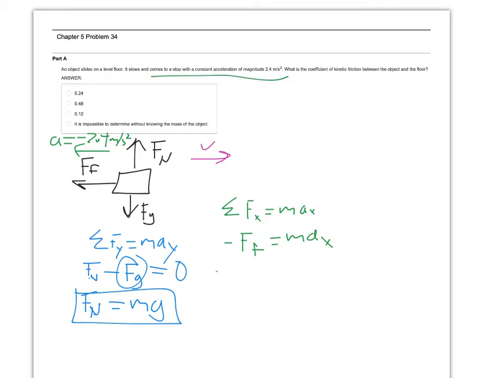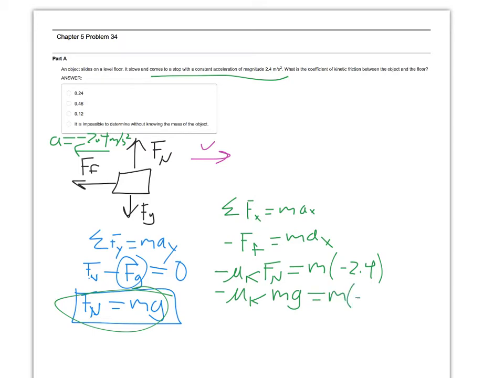So I can substitute in for ff, so I'm going to say negative mu k times my normal force equals m times negative 2.4. So negative mu k times mg, which was my normal force that I found over here, is equal to m times negative 2.4. My m's cancel out here, and I can go ahead and solve for mu. So when I solve for mu, dividing both sides by g, and we can actually make both of these positive, I get a mu value here of 0.244, which means my correct answer is just 0.24.